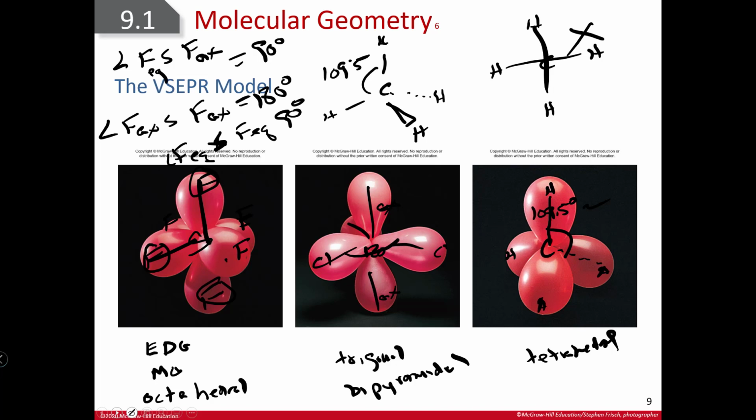So the angle, let me do that. The angle for the trigonal bipyramidal is 120 degrees between the equatorial positions, and then from the equatorial to the axial, that's 90 degrees. Okay, that makes sense. And then for the tetrahedral, they're all 109.5.